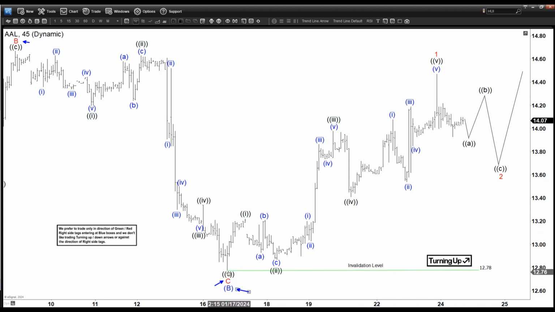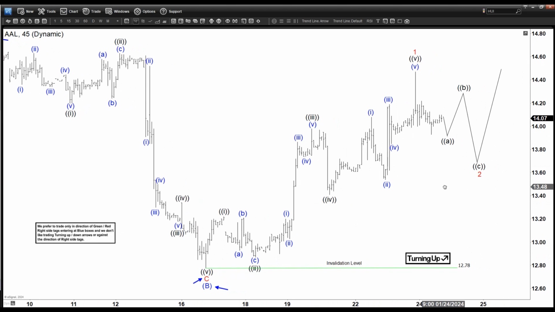And the C leg is subdivided into another 5 waves, so we got this 1 2. This wave 1 also itself subdivides into another 5 waves, 1 2 3 4 5 in the minute degree. So currently we're looking for wave 2 pullback to correct this 5 waves rally, and as long as it stays above 1278 we should be looking for further upside extension.